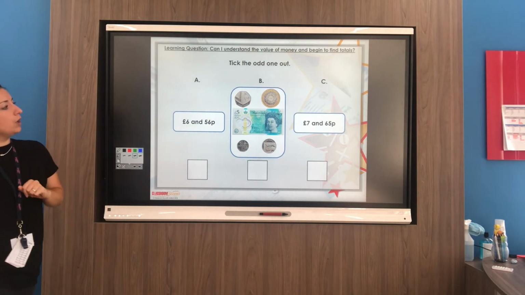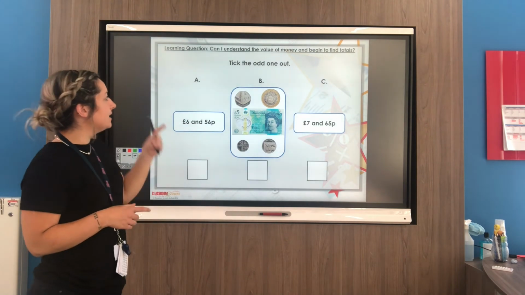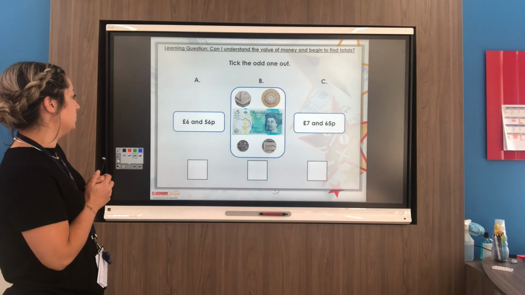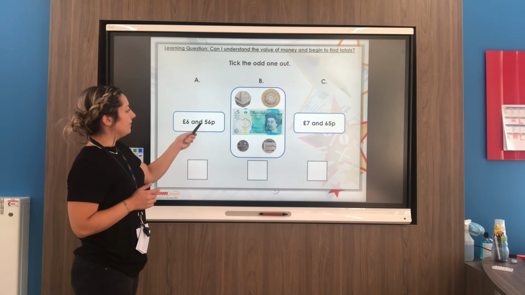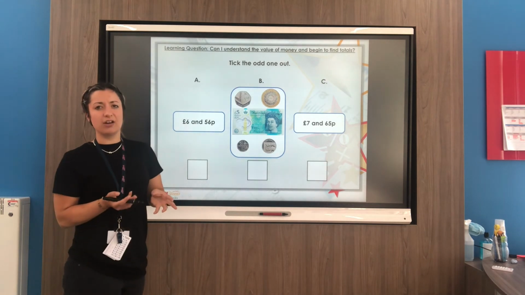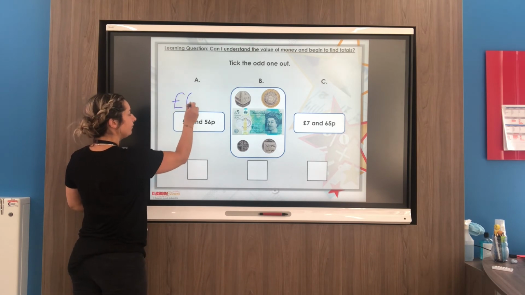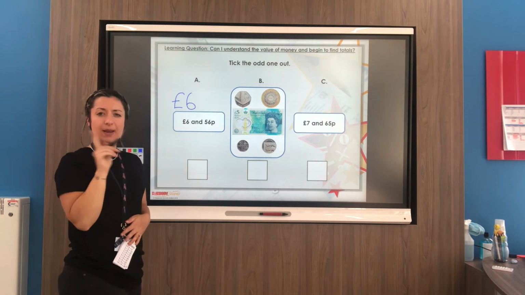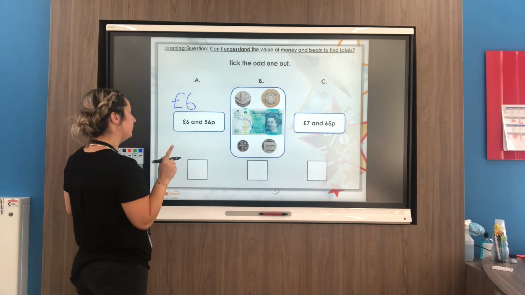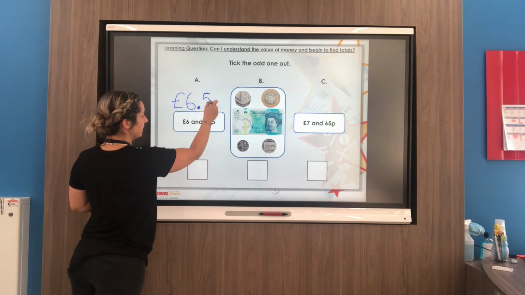Okay, and looking at one more, here is an example of a question you might get in your pack. Tick the odd one out. So here we've got £6.56. Let's write that correctly. So we've got our pound sign, £6, and what do I use again to separate my pounds from pence? A decimal point. 56p.